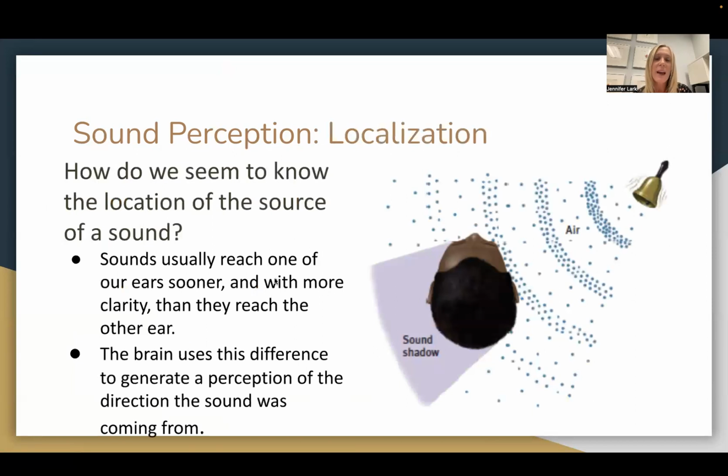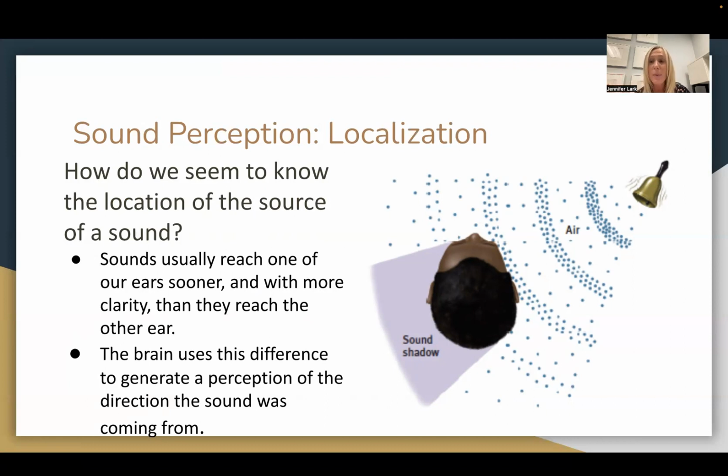Okay, and then finally, how can we tell when we hear sounds in the world around us where that sound is coming from? We typically do a pretty good job of that as human beings. The way that happens in our brain is that sounds usually reach one of our ears sooner than the other one and with more clarity. And that's what tells our brain where the sound is coming from. The brain can then use that difference to perceive, I heard it more clearly and quicker on the right side, so I'm going to look to the right.